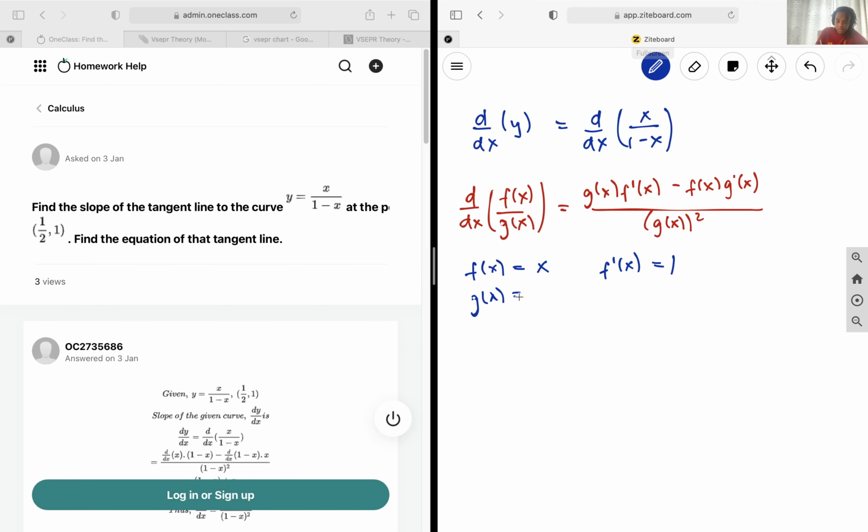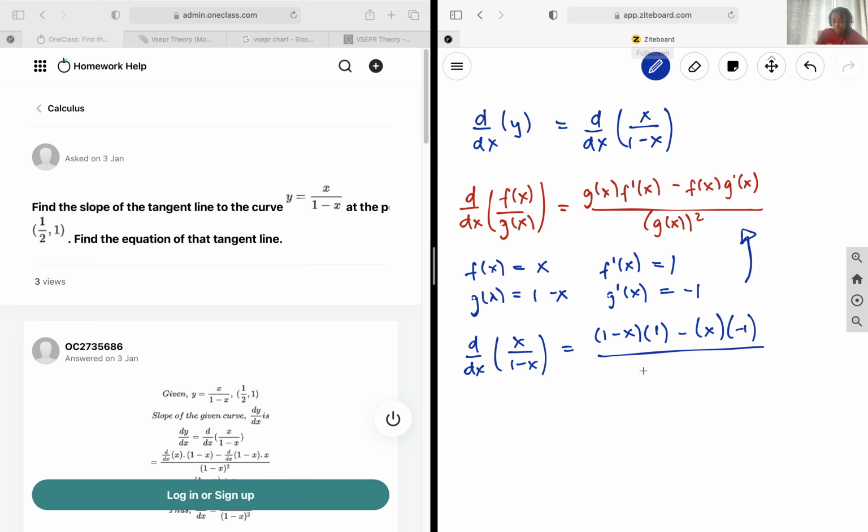g of x is equal to 1 minus x, so the derivative is going to be equal to minus 1. And so we're just going to put all of that back into this. And so we get d over dx of x over 1 minus x is going to give us g of x, so 1 minus x multiplied by the derivative of f, that's going to be 1, minus f of x, so that is x, multiplied by the derivative of g, so that is going to be minus 1, all over g of x squared, so (1 minus x) squared.